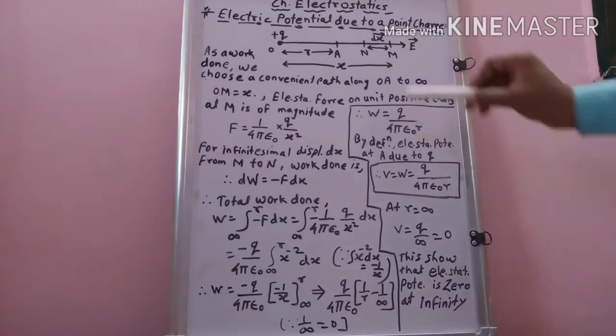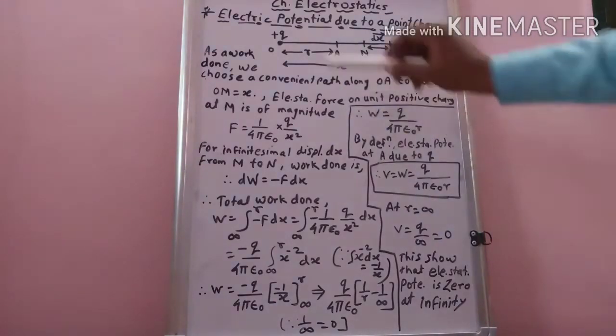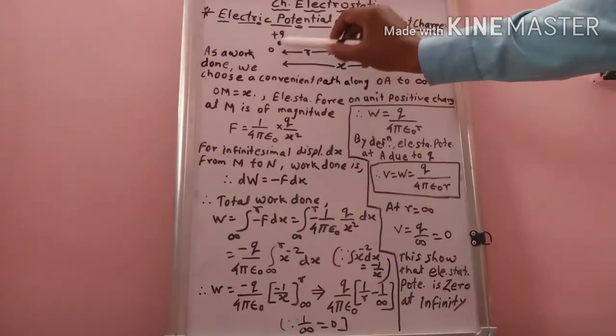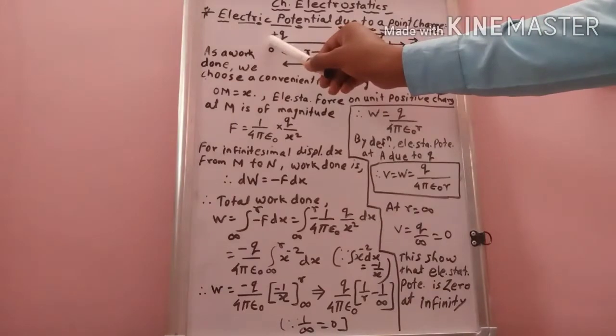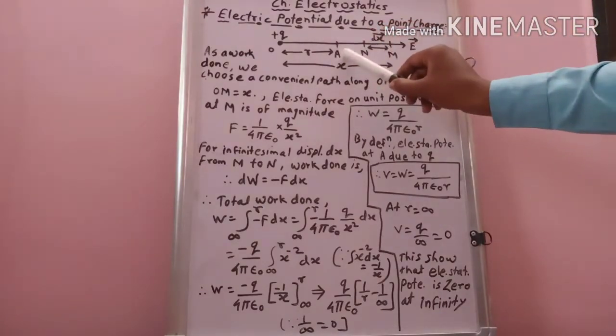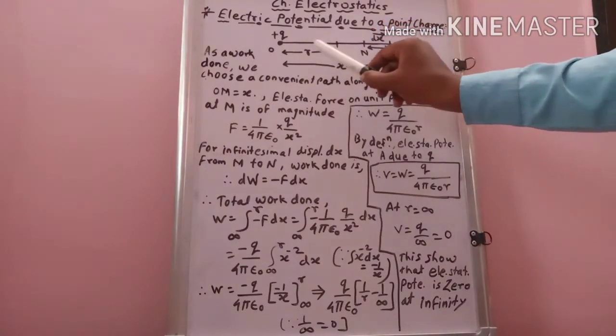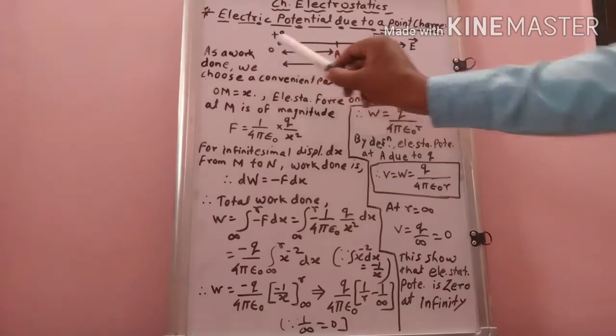Now in this figure we see a point charge plus Q located at a point O, and we determine the potential at a point A due to this point charge Q. This point A is at a distance r from the point charge Q, which is located at point O.